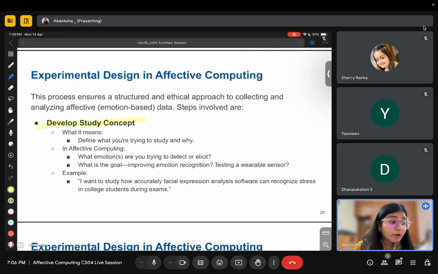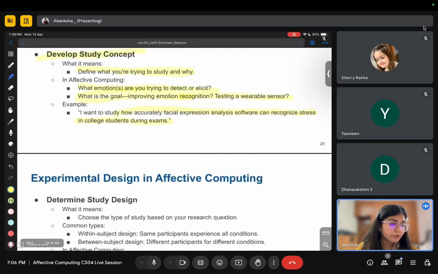So what it means is define what you're trying to study and why. ठीक है, in affective computing what emotions are you trying to elicit. ठीक है, what is the goal, improving emotion recognition, or you are testing a wearable sensor. ठीक है, कुछ भी हो सकता है, your experiment. I want to study how accurately facial expression software recognizes stress during exams. ठीक है, ये sample हो गया एक.